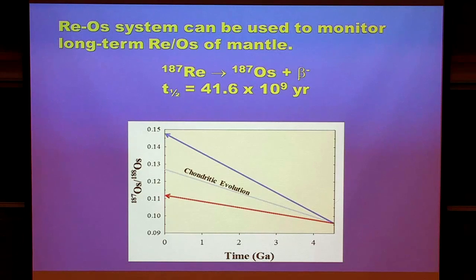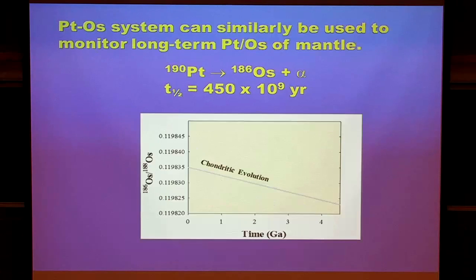Okay? We have one other system, which is a nightmare system in some ways. It's platinum-190 decays to osmium-186. It's an alpha decay system. I didn't say before, but the rhenium-187 has a half-life of about 42 billion years. This system has a half-life of 450 billion years, and the parent isotope is a very minor isotope. And so this is an isotope system that is exceedingly sluggish.